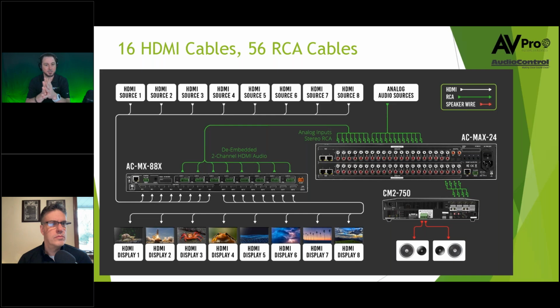Here's another good example of a system that can be very complicated. In this particular system, we've got a zone of audio, we've got 8 different displays, and we have 8 different sources. We've got all of our sources up here, our analog sources over here. All of our sources go to the 8x8 matrix switch, and the 8x8 matrix switch outputs into all the displays. We have audio coming out of the matrix switch into the audio distribution and a separate analog audio source going into audio distribution, and then eventually out to an amplifier and out to a pair of speakers. There are 16 HDMI cables and 56 RCA cables in this system. It can be very complicated, and if one thing fails, then the whole system may fail too.